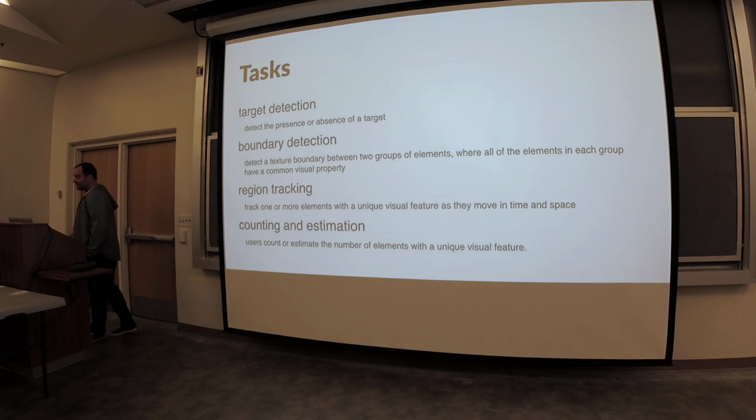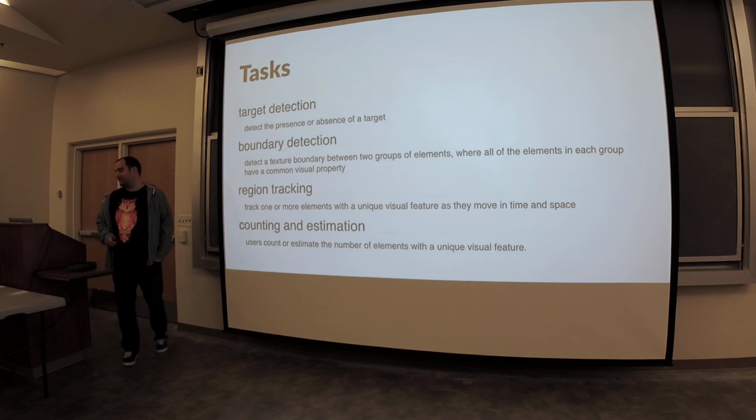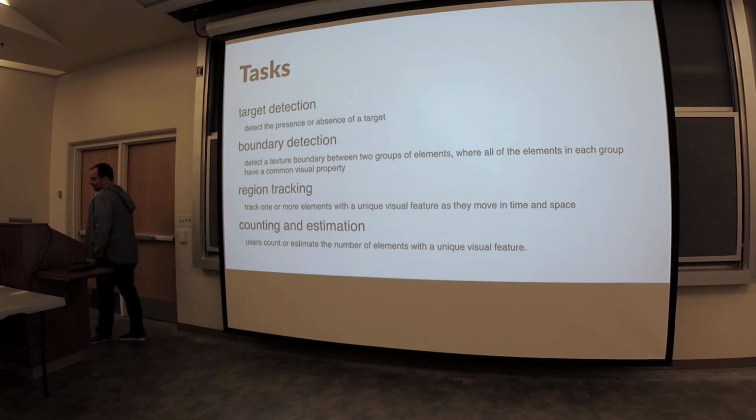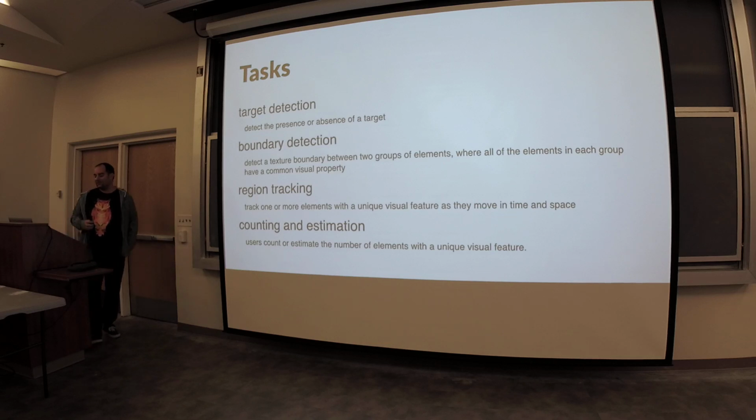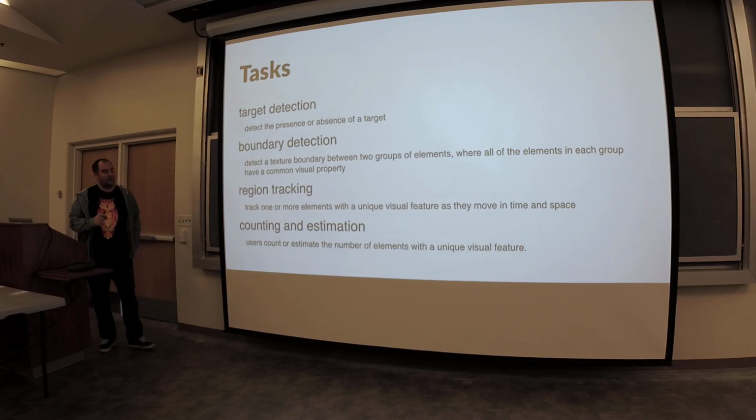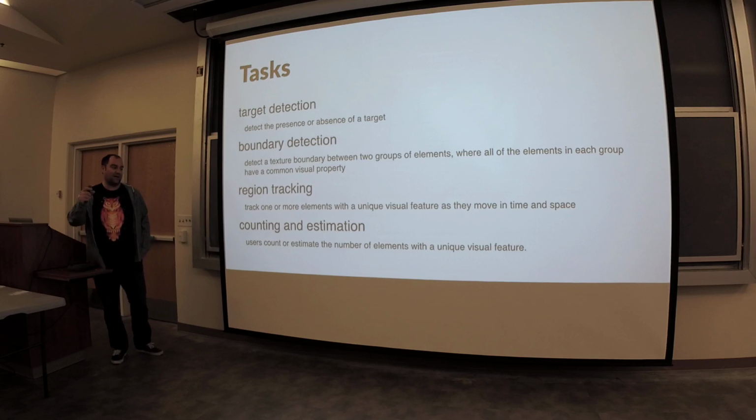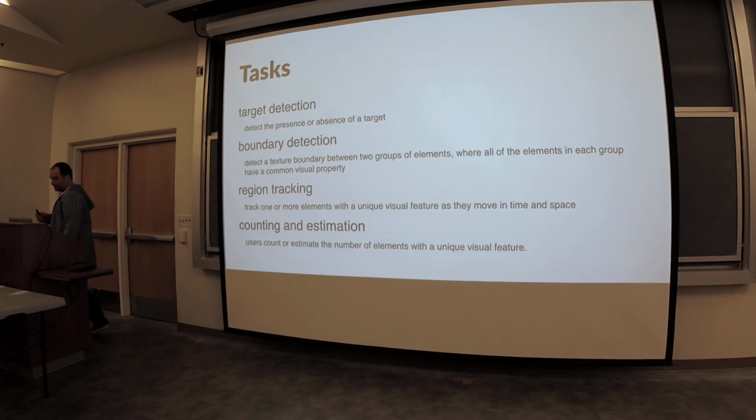So what are the kinds of tasks that this is useful for? First, we can do target detection, right? Identify the presence or the absence of a specific target. We can also do boundary detection. So if we have a group of red features and a group of blue features, and they have a clear boundary, we can easily see that. Then we have region tracking. So for example, if elements move together in time and space, we can move one or more elements with these unique features in space.